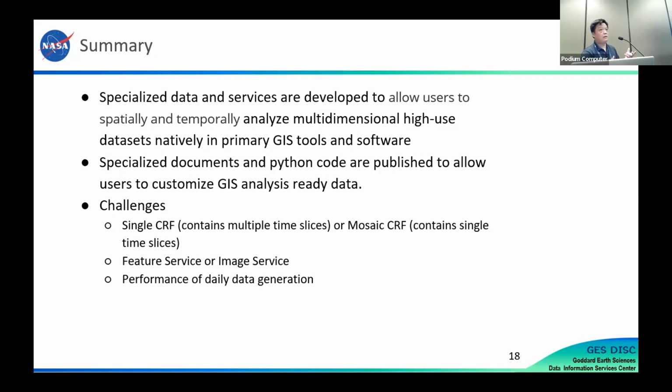The feature service can deliver the polygon data directly to the user, but performance is a big issue when we're dealing with a large volume of polygons, for example, 20 million polygons in our daily files. So right now we are focused on improving the performance of generating the daily CRF data, because right now it takes 7 hours to generate the daily CHOMP-OMI data. Okay, that's it. Thank you.